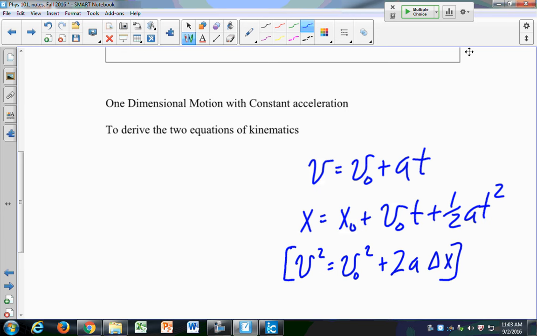A little note about these. This is a new subscript. I don't think I've used it yet. Does anybody know what the 0 means? I probably said it early on. What is it? It's initial.